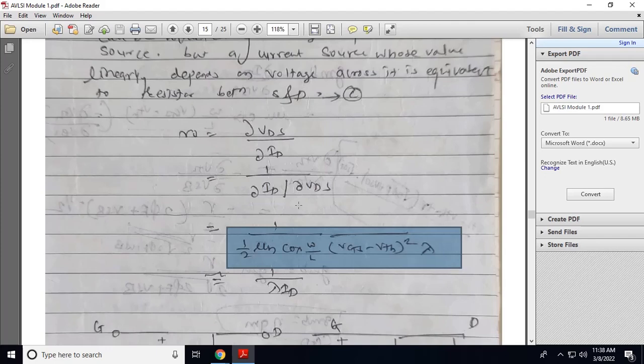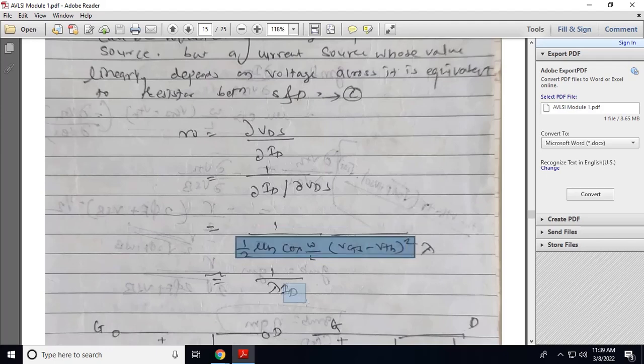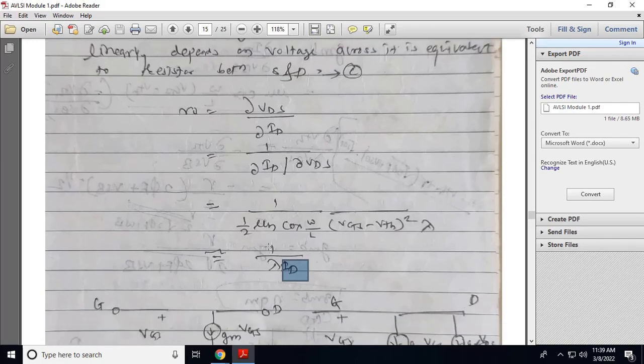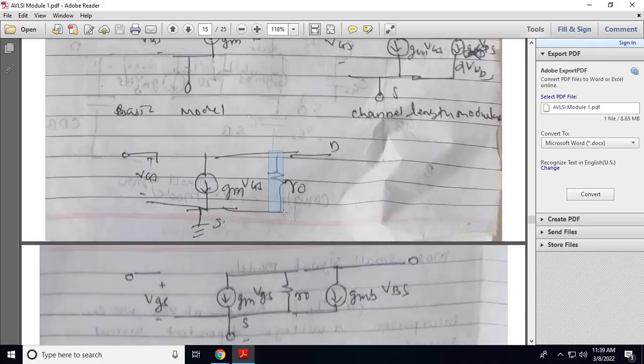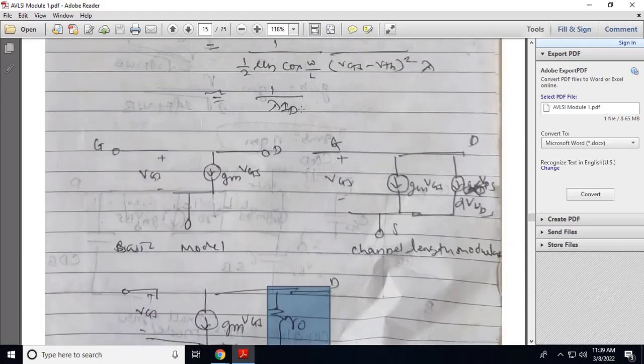Differentiation of drain current in a saturation region with a channel length modulation effect. So when you differentiate ID equation with respect to VDS, you will get 1 by 2 mu n C ox W by L (VGS minus VTH) square into lambda. So this part of the equation is ID in saturation, so we can represent this part as ID. So R0 is equal to 1 upon lambda ID. So we can represent output resistance R0, whose value is equal to 1 upon lambda ID.